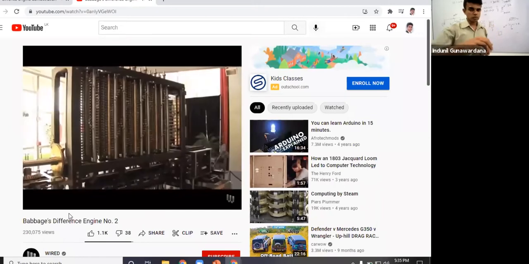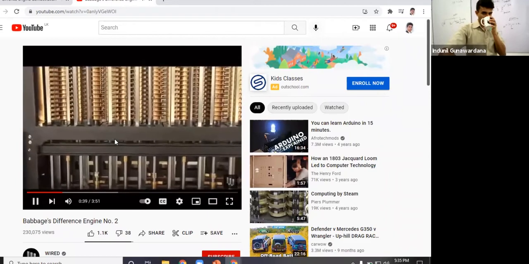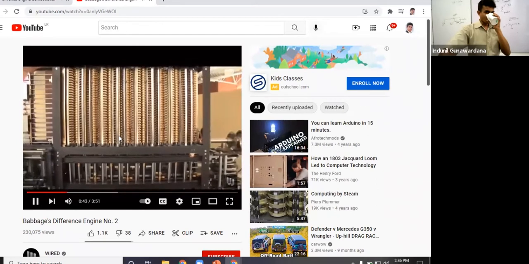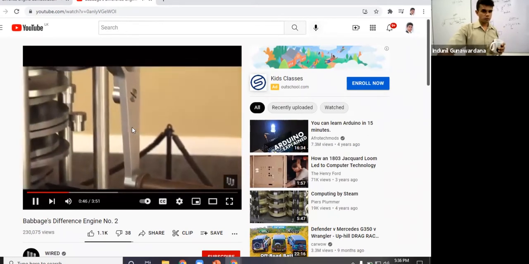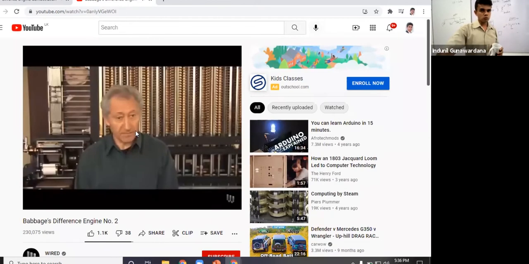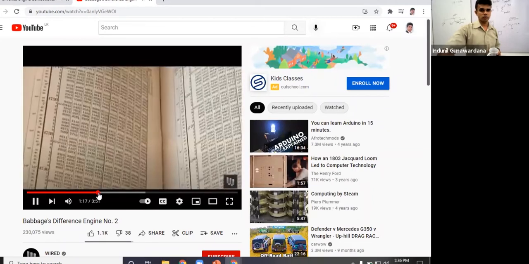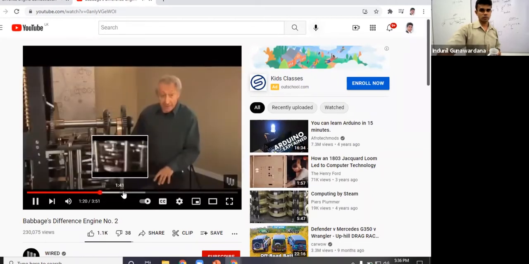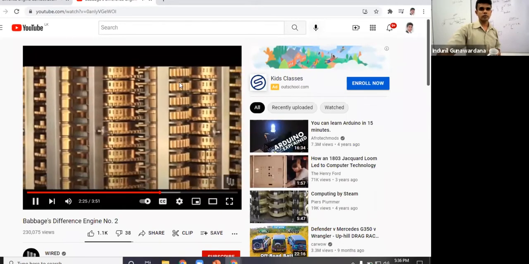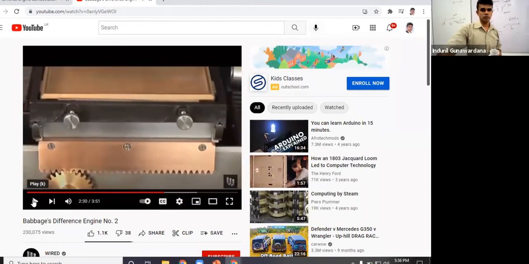The engine itself weighs 5 tons. It consists of 8,000 parts made of bronze, cast iron, and steel. And it measures 11 foot long and 8 foot high. It's operated by cranking a handle. What it does is it calculates and tabulates the value of any seventh order polynomial, a class of mathematical expressions, to 31 decimal places. The machine is operated by cranking this handle, and at the end of the cycle the result is automatically transferred to this apparatus, which is the output apparatus.